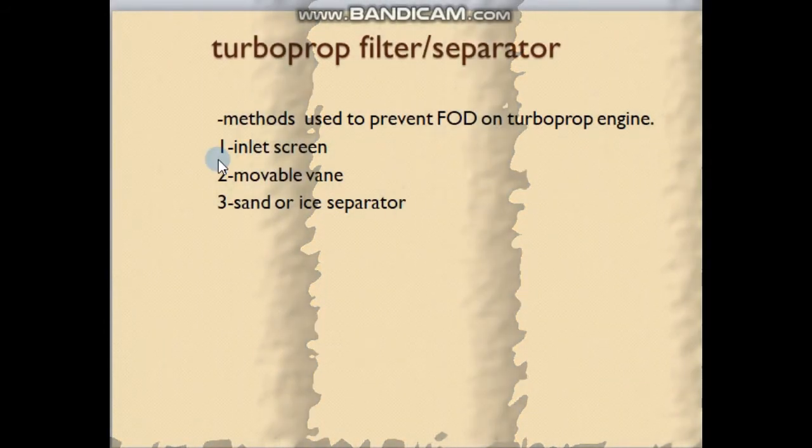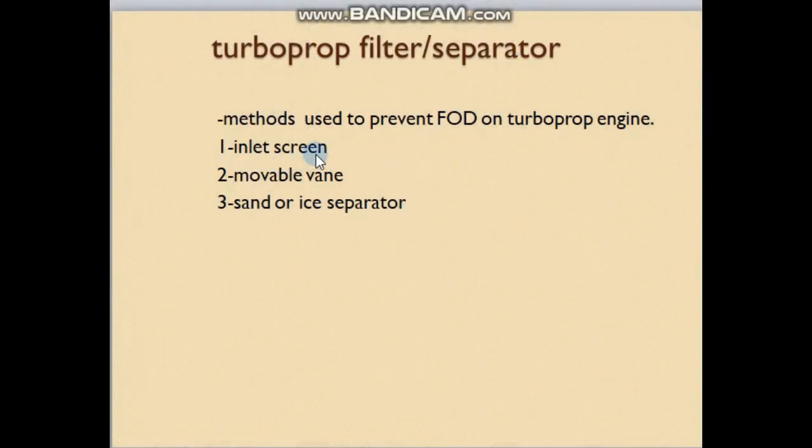The first method, inlet screen. It's one of the easiest ways to help prevent foreign object damage, and it's an inlet screen over an engine's inlet duct. Inlet screens are seldom used on high mass airflow engines because icing and screen failures can cause serious damage. The second one, the movable vane.